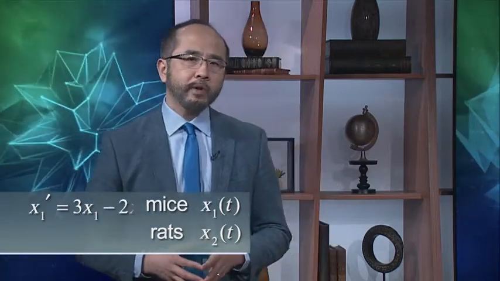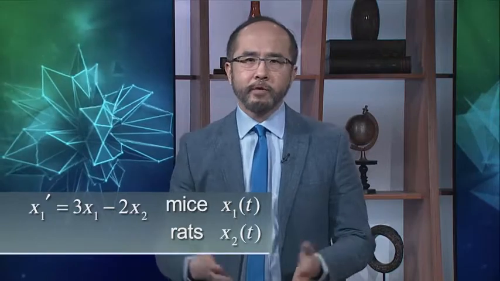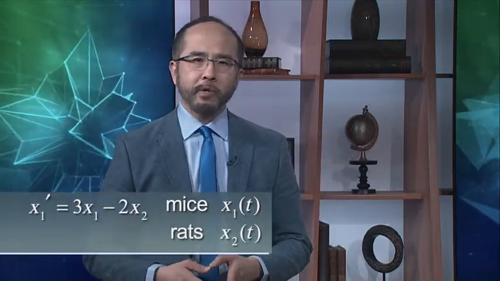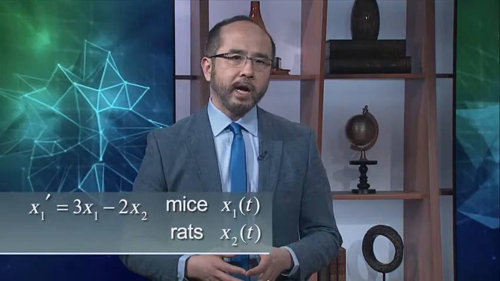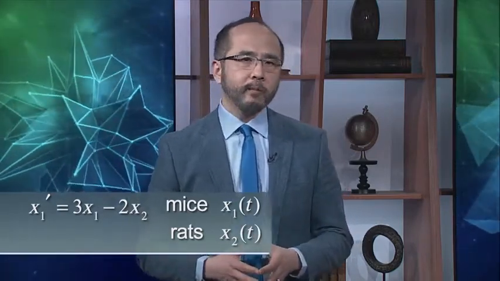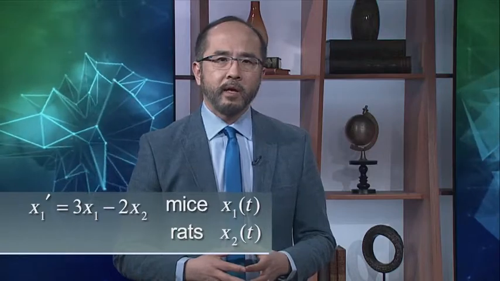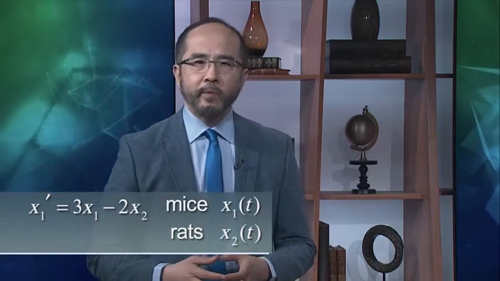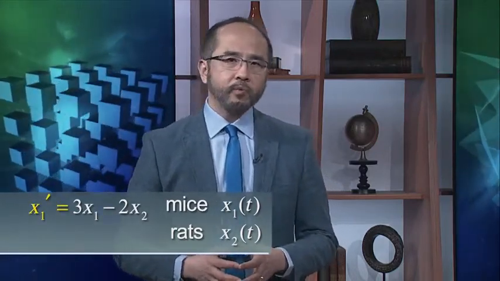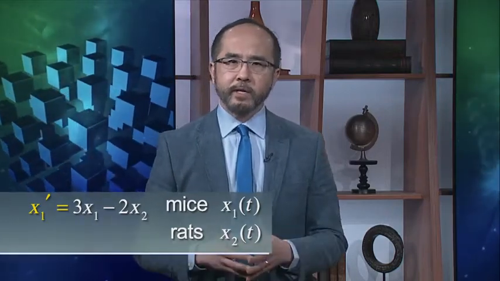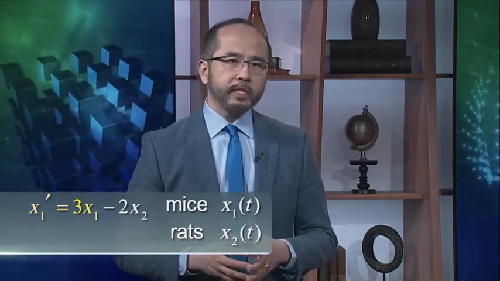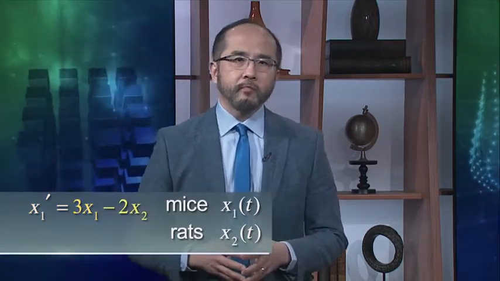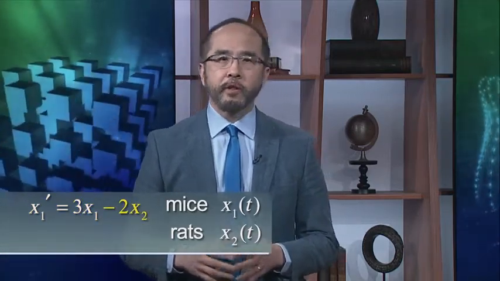Suppose, in the absence of rats, that mice reproduce at a yearly rate equal to 3 times how many there are. But when there are lots of rats around, they eat a lot of the food that mice eat, so the rate of mice reproduction is negatively impacted by, let's say, a rate equal to twice the number of rats that exist. Then we can set up a differential equation to describe this. We'll set x1 prime, the rate of change of mice, equal to 3 times x1, the number of mice, minus 2 times x2, the number of rats.